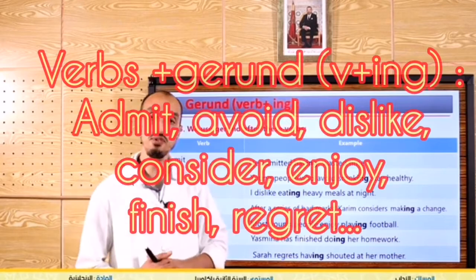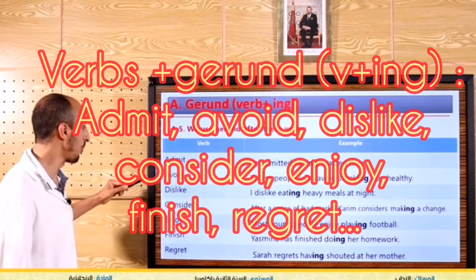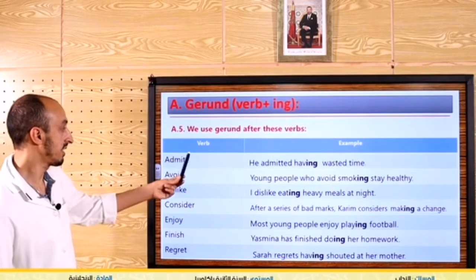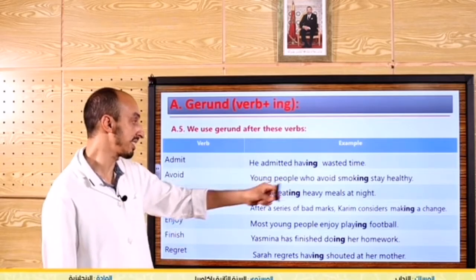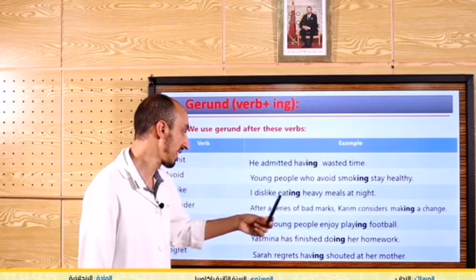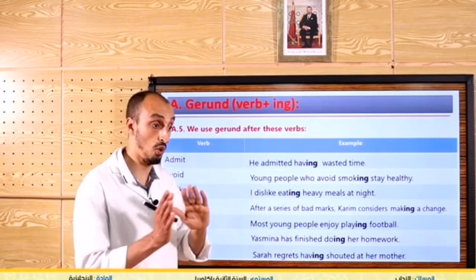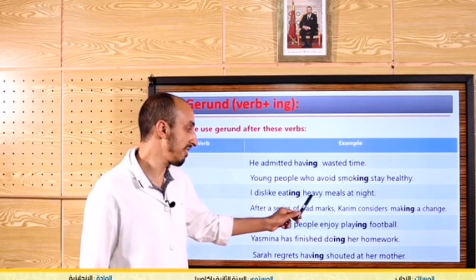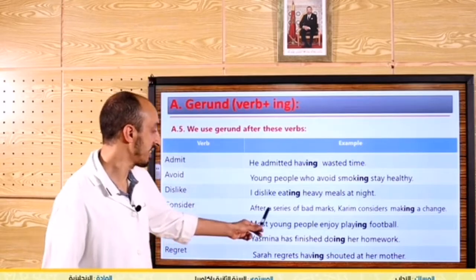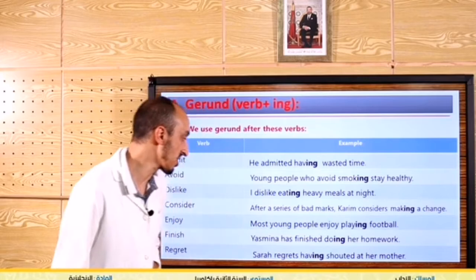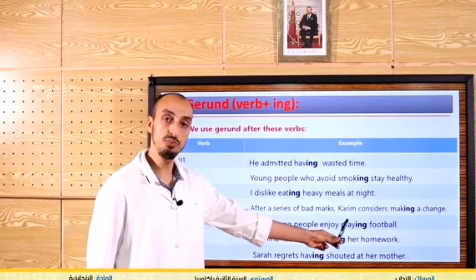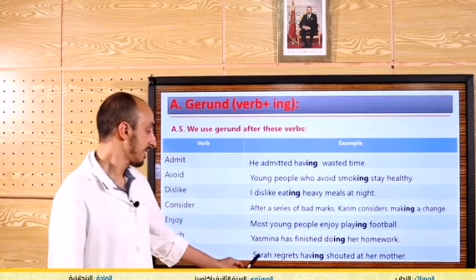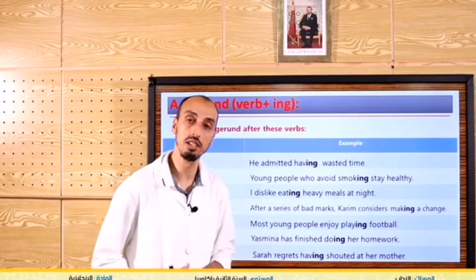Also, we use gerund after some verbs: admit, avoid, dislike, consider, enjoy, finish, regret. Now, let's read the examples. He admitted having wasted time. Young people who avoid smoking stay healthy. I dislike eating heavy meals at night. After a series of bad marks, Karim considers making a change. Most young people enjoy playing football. Yasmina has finished doing her homework. Sarah regrets having shouted at her mother.